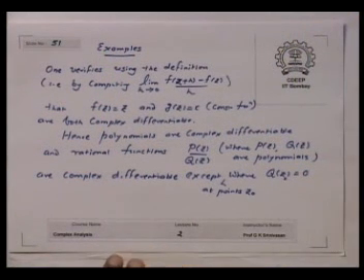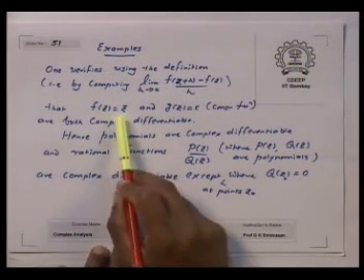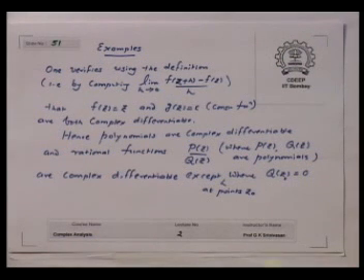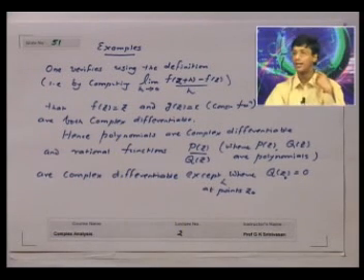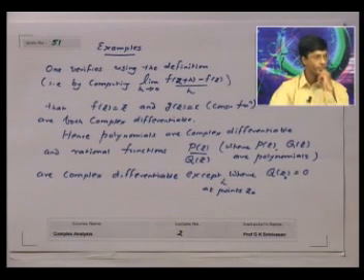Alright. So now let us take up a few examples. One verifies using the definition, that is directly from first principles if you like, that f(z) equal to z is complex differentiable. The limit of f(z0 plus h) minus f(z0) upon h exists and the limit is 1. So this function f(z) equal to z is complex differentiable.